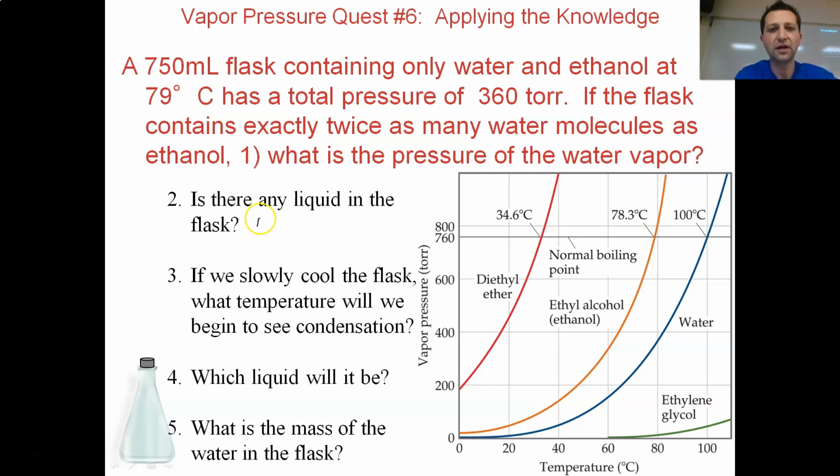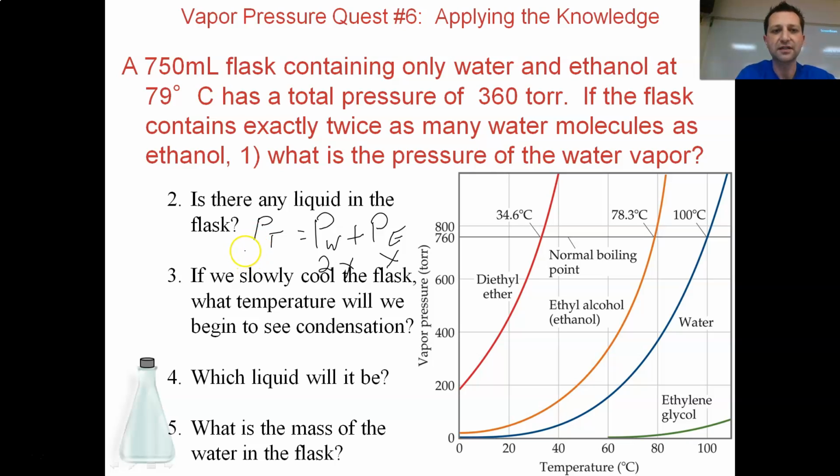So the total pressure, remember, the total pressure is the combination of all of the partial pressures that make up your system. Okay, so we have 2 partial pressures here. We have a partial pressure of water and a partial pressure of ethanol, right? It tells us more information. It says we have twice as many water molecules as ethanol. So I'm going to set ethanol equal to x, and that means water has to be 2x, right? Twice as much water as ethanol. Ethanol is x, water is 2x.